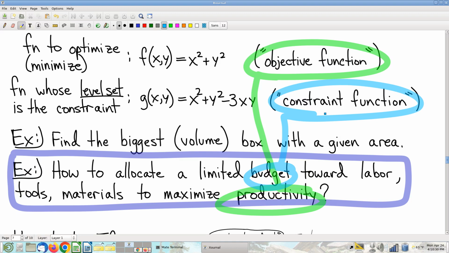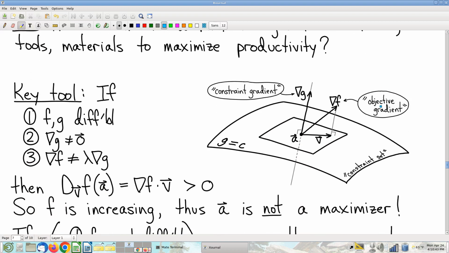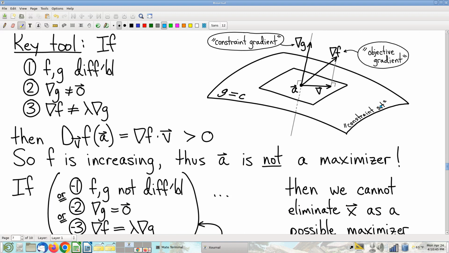That's my constraint function. How are we doing? Is everybody on board? Okay. All right. So there's always going to be an objective function and a constraint function. All right. What do we do with them? Here's the key tool. It is an elimination argument, just like in the unconstrained case.